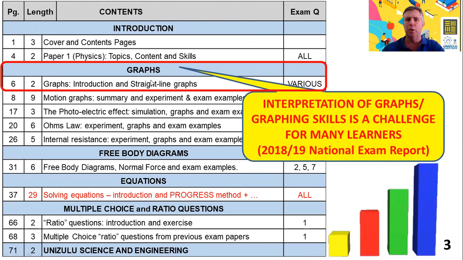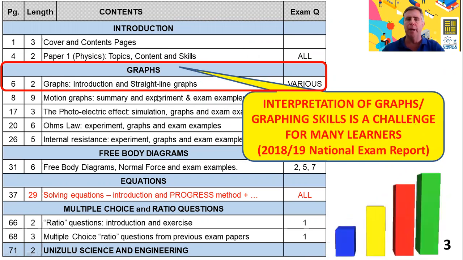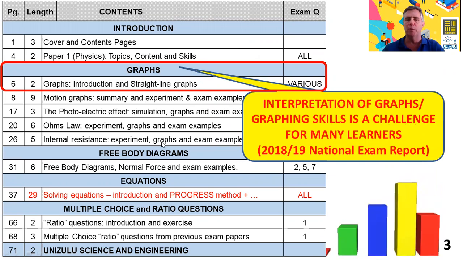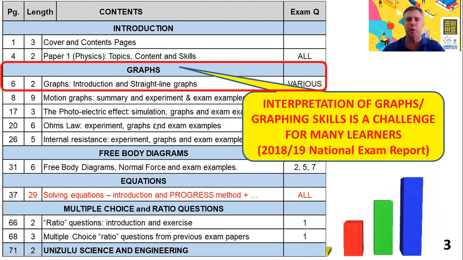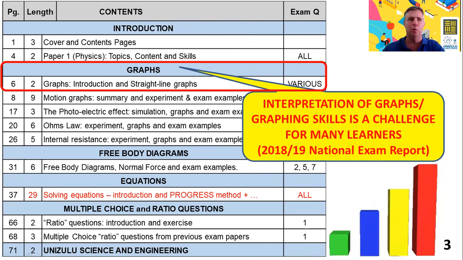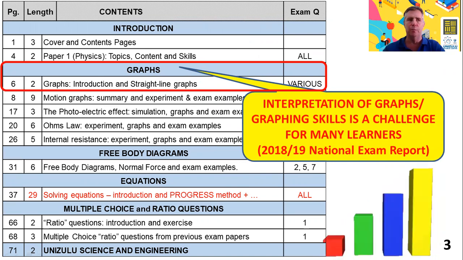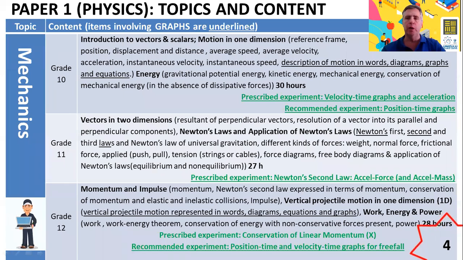In this video, we'll look at the theory, and then we'll come back and look at 4 good examples of straight line graphs from experiments: motion graphs, the photoelectric effect, Ohm's law, and internal resistance. Looking on page 4 at the physics curriculum, what we've done is to underline all the sections which may involve graphs, and you'll see there are a lot of them.